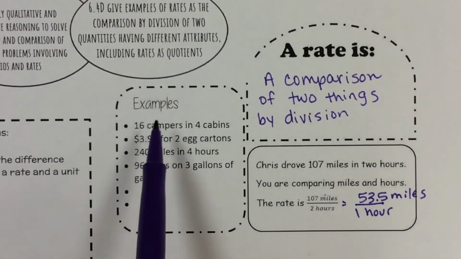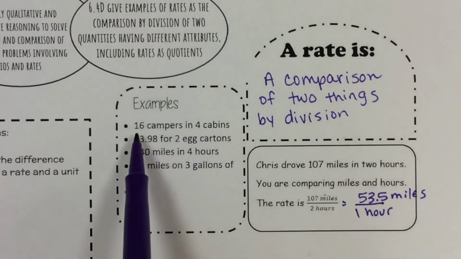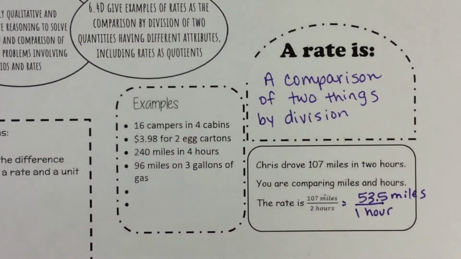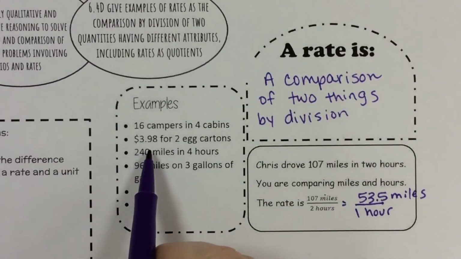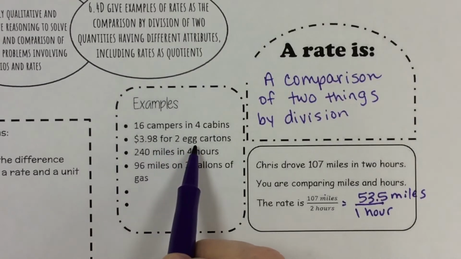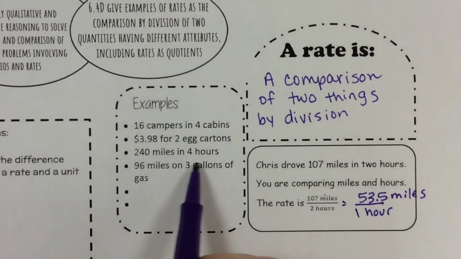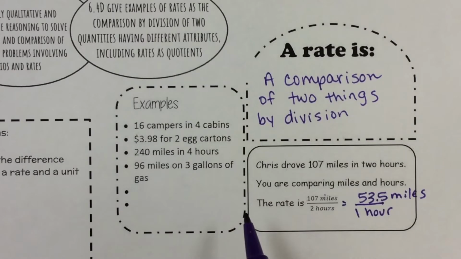So some examples of rates. If you say you're going camping and you have 16 campers and 4 cabins, your rate will be 4 campers per cabin. Anytime that you have something you could simplify to one thing per another, that usually is rates, and it can be solved with division. $3.98 for 2 egg cartons. That's cost for each egg carton here. You can drive 240 miles in 4 hours. You're comparing your miles and hours, how far you can travel in a given amount of time. Okay, we are looking at two different quantities. So it's not like looking at yellow balloons and red balloons because those are the same quantity, okay?